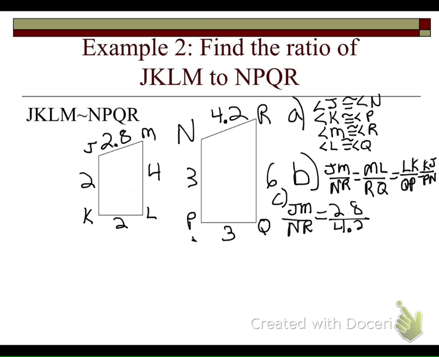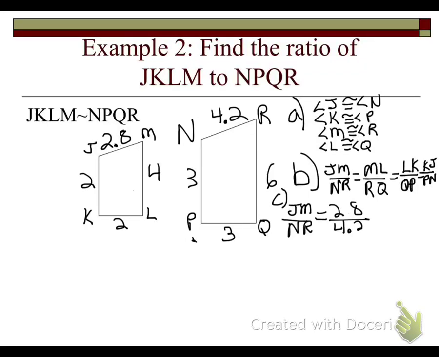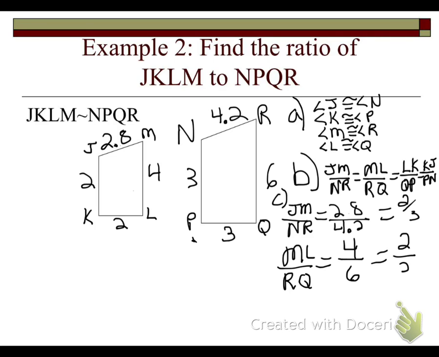Right now we're going to do that. And now that you've hit that second probability button, what is our fraction? And we see that it is 2/3. Now we're going to go to our next one. Our next one is ML over RQ. ML is what value? 4. Okay, and RQ is? 6. We know that can reduce. How does it reduce? 2 over 3. 2 goes into 4 2 times. 2 goes into 3 3 times.